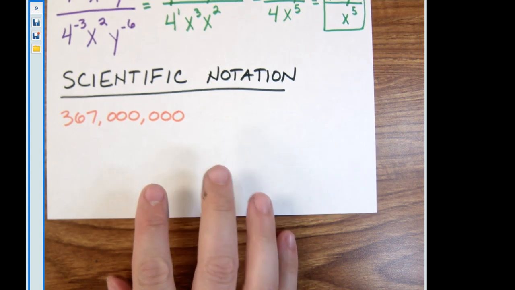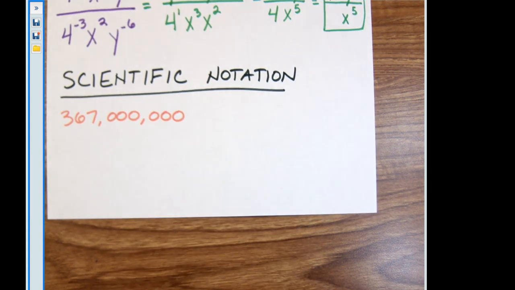When I ask people to rate my looks on a scale of 1 to 10, this is usually the number they come up with. This is 367 million. This number isn't that bad, right? It's a 367 and 6 zeros. It didn't take me that long to write it. But I want to show you how you can convert this into scientific notation with a very quick and easy 3-step process.